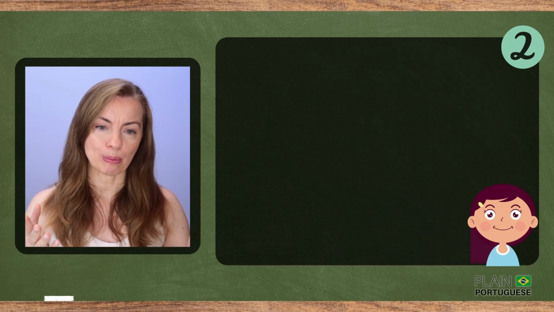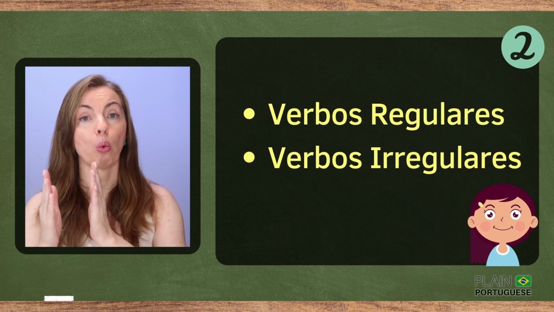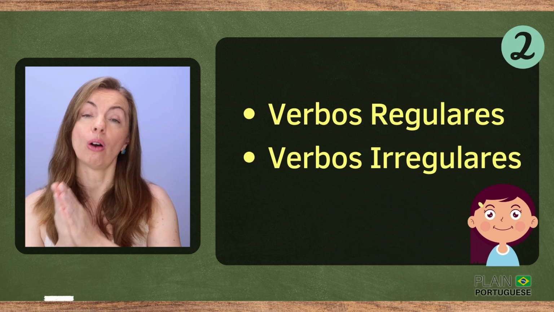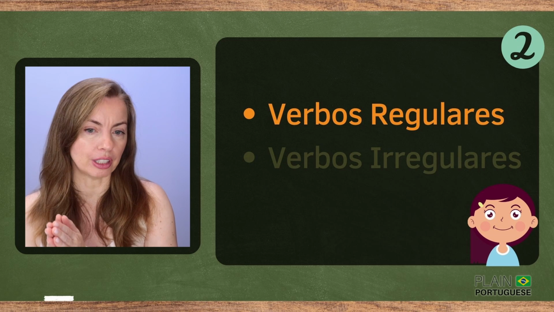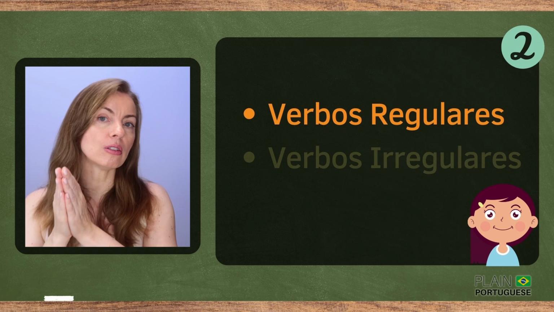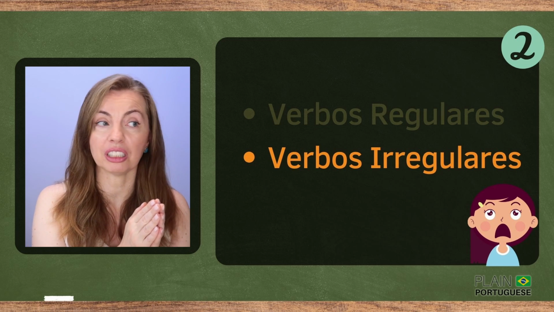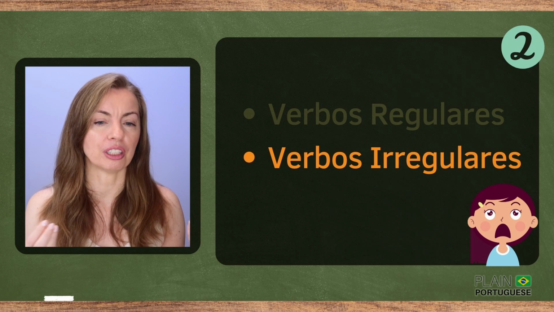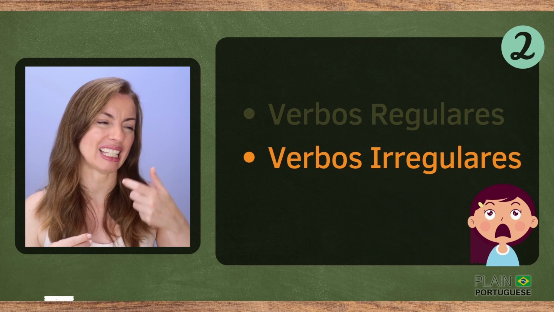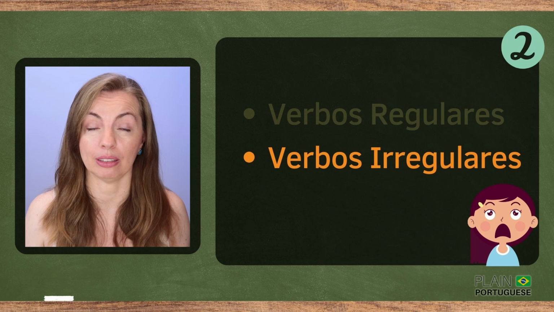Another important aspect about verbs in Portuguese. Verbs are classified as regular verbs or irregular verbs. A regular verb is a verb that follows the conjugation patterns. An irregular verb doesn't. So when it comes to irregular verbs, it doesn't matter if it ends in AR, ER, IR, it's irregular. The ending doesn't matter.